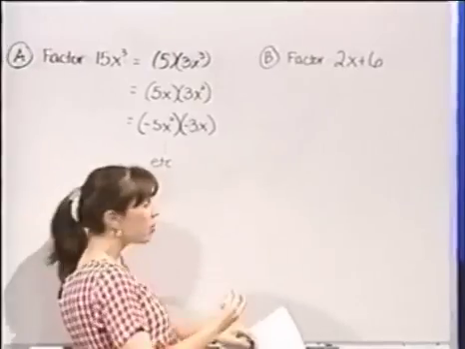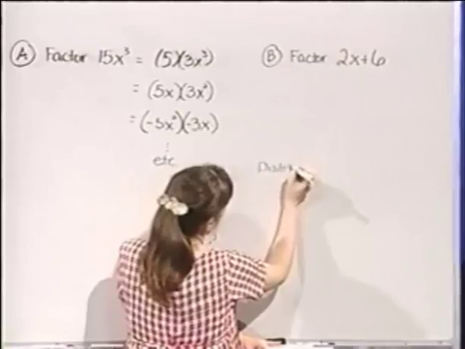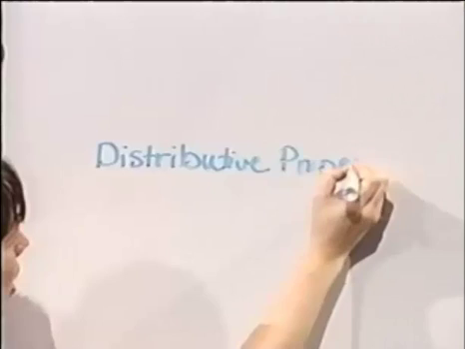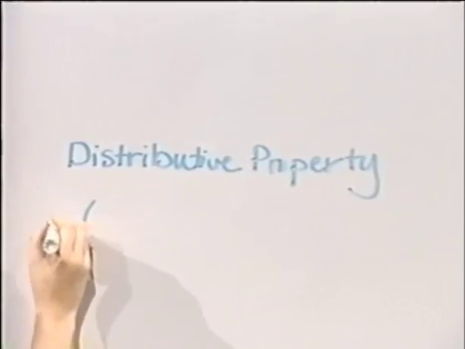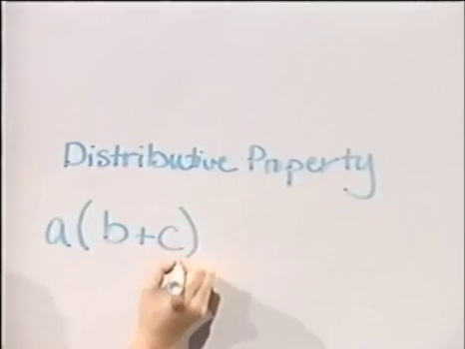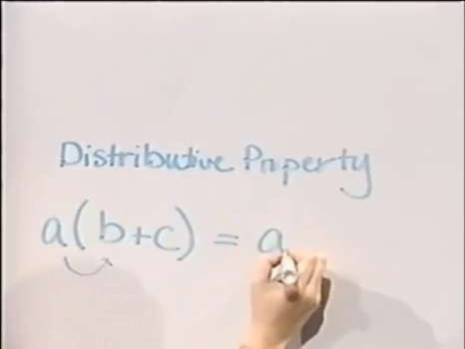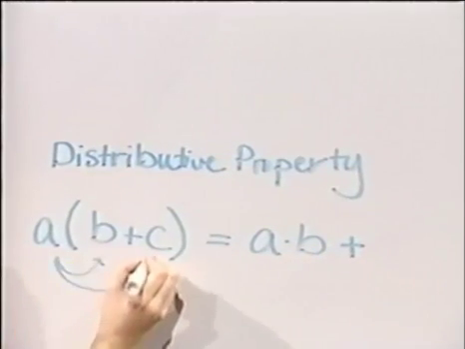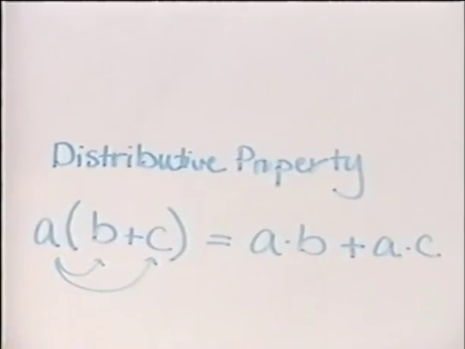So I want to write the distributive property just to remind ourselves what the distributive property says. Distributive property says the following. It says that if you have A times a quantity B plus C, remember this is the same thing as taking A times B plus A times C. Remember, this is the distributive property.